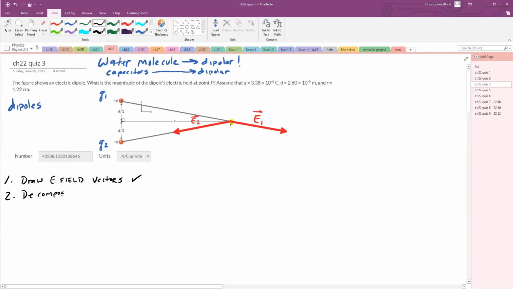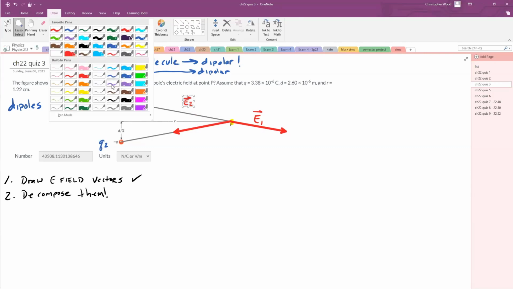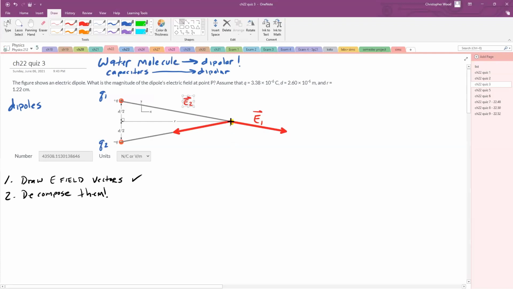So this does seem to be kind of a repeatable process. If I decompose these E field vectors, I'll start with the X. Here's the X component for field vector E1. Here's Y. This is Y. This is X. Okay, let me fix that a bit. So this is E1X, the X component of field vector E1. This is E1Y, the Y component of field vector E1.